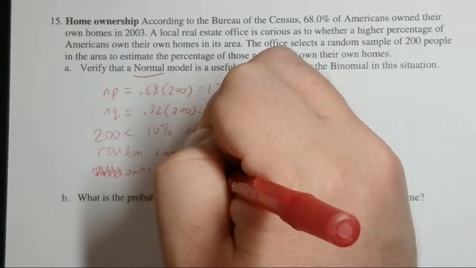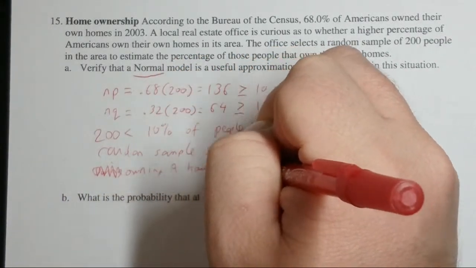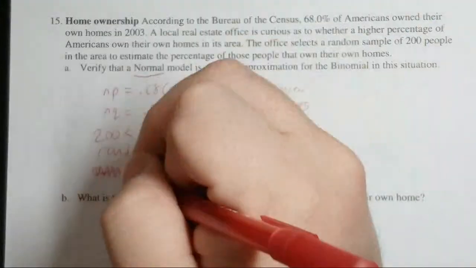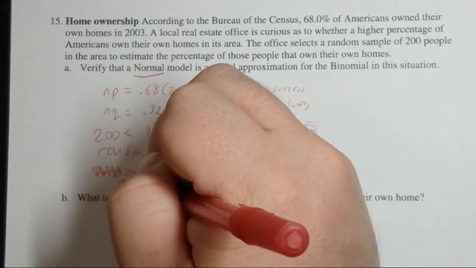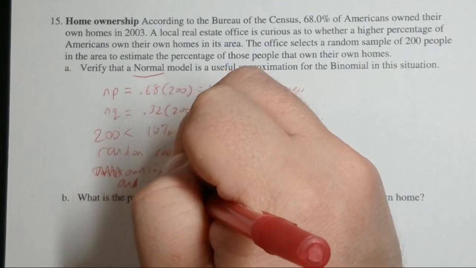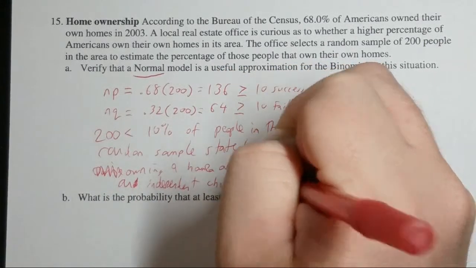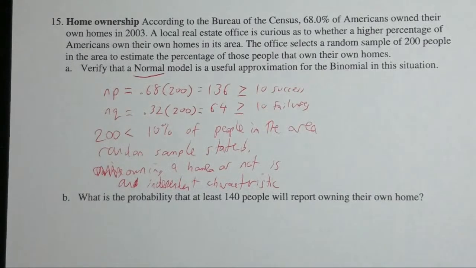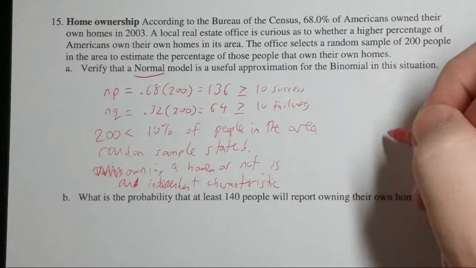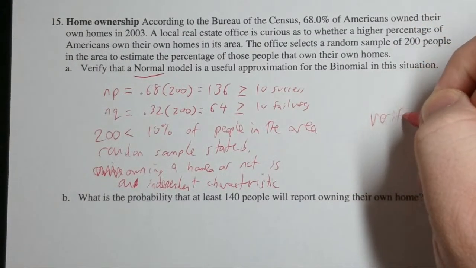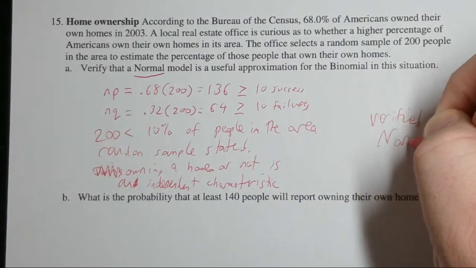Owning a home or not is an independent characteristic. Just because you own a home doesn't affect whether or not your neighbor owns a home, or someone else in the town owns a home. Something along those lines. You can even say the 200 is large enough, but this verifies it right here. Verified normal model. It's allowed.